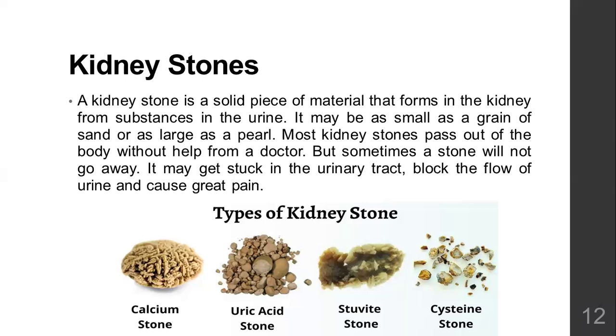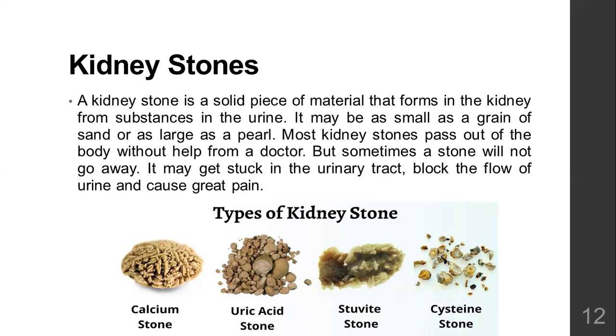So there are different types of kidney stones based on your diet: calcium stones, uric acid stones, struvite stones, cystine stones. Calcium stones are the most common type of kidney stones. They are usually in the form of calcium oxalate. Oxalate is a substance made by your liver on a daily basis, and you also get oxalates from your diet. If you're having an oxalate-rich diet, there are high chances you will develop a calcium oxalate stone.